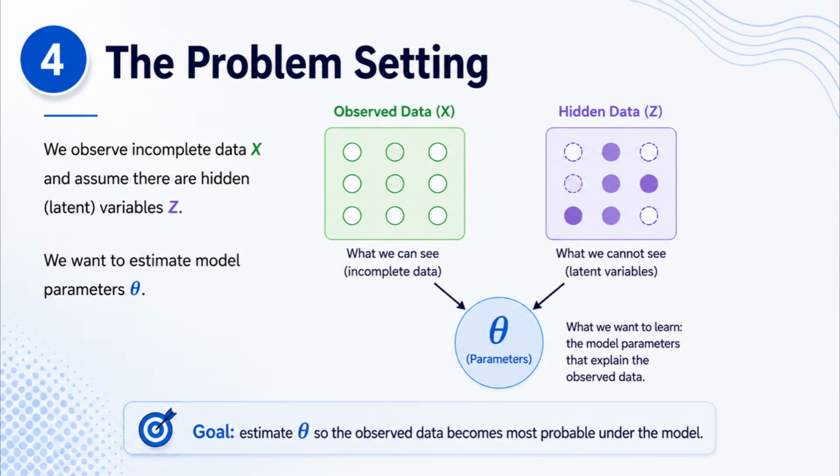In EM, we usually describe the problem using three symbols. X represents the data we can observe. Z represents the hidden or latent information. Theta represents the model parameters we want to estimate. The challenge is that estimating theta would be easier if we knew Z, while estimating Z would be easier if we already knew theta. EM solves this circular problem by alternating between them. The E step estimates Z using the current theta, and the M step improves theta using those estimates.